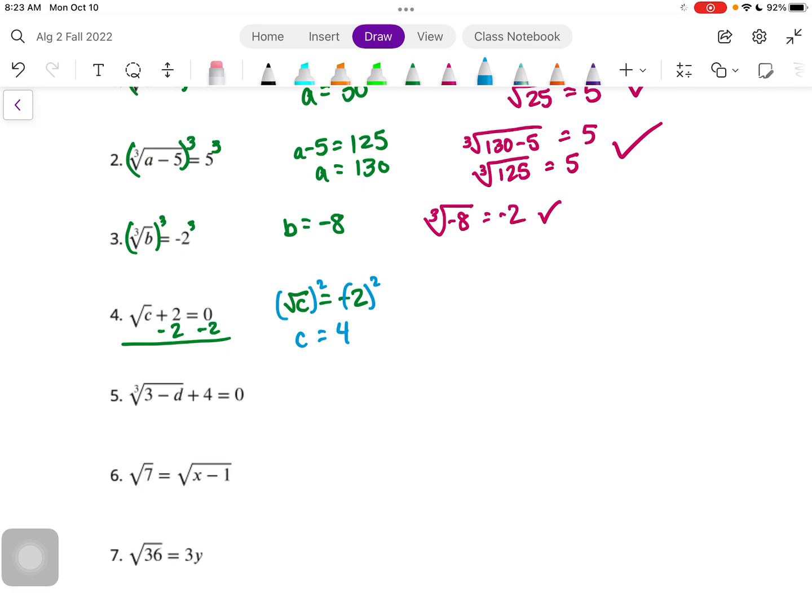And if we plug that back in, we get square root of 4 plus 2 equals 0. Well, that's not possible, right? Because you cannot take the square root of anything and get a negative, and you have to have a negative in order to add to the 2 to get a 0. So it's no solution.